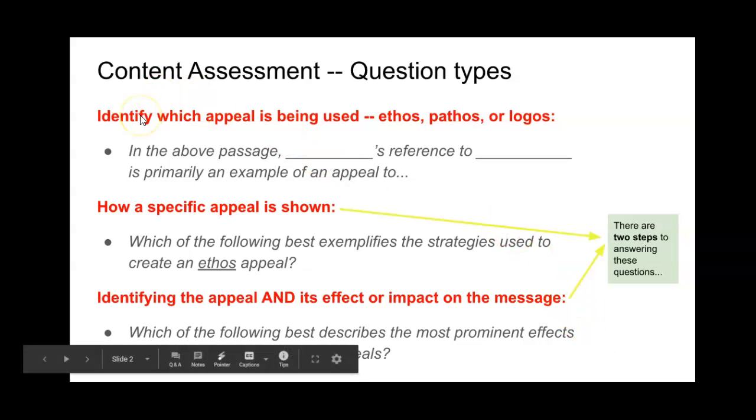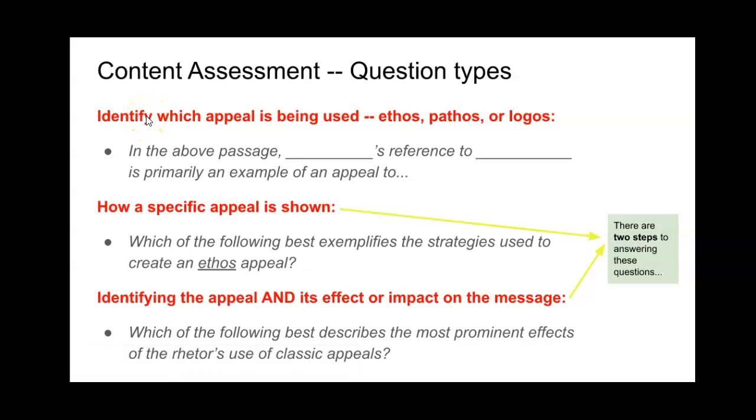First, they might ask you to identify which of the appeals by focusing on how the language is used. Here's an example question: In the above passage, blank, the author's reference to blank is primarily an example of an appeal to, and then you're going to have to choose ethos, pathos, or logos. The way that this is more complicated is that in this blank, they're going to have a specific thing that the speaker or author did in the text, and you're going to have to say whether that author craft is an example of ethos, pathos, or logos.